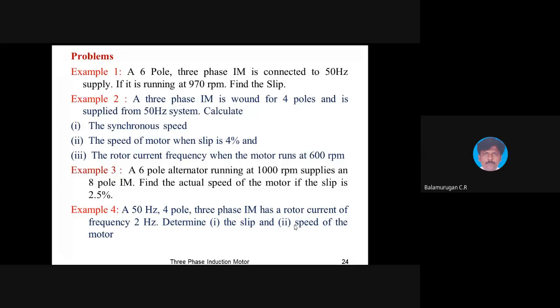So first you calculate the NS value for 8 pole. So 120 F by P, and this P you can substitute as 8. Then you will get the synchronous speed. And next you are supposed to calculate the N value. So from the slip, NS minus N divided by NS. This slip value you know, and the NS you found, you tell this N value.